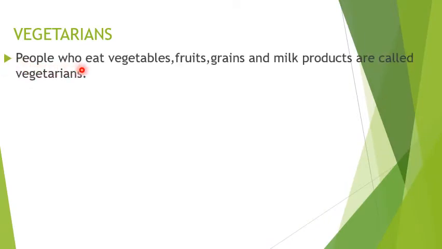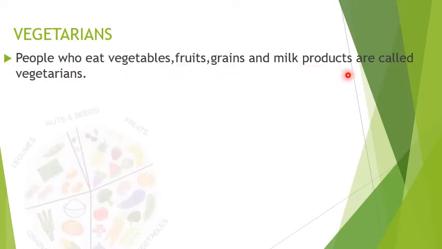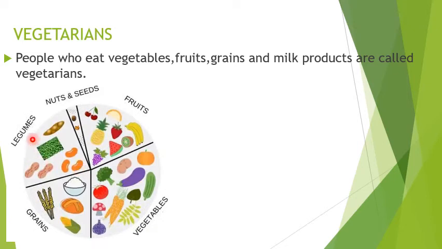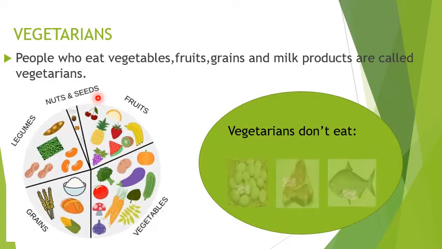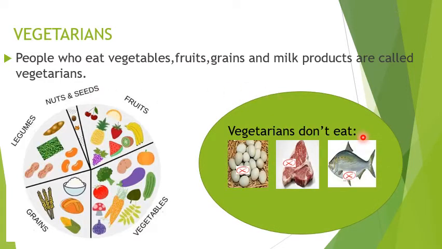Now, people who eat vegetables, fruits, grains and milk products are called vegetarians. So all these things are eaten by vegetarians: fruits, vegetables, grains, your legumes, means your pulses, and nuts and seeds. So you can remember vegetarians as the people who don't eat eggs, meat or fish.